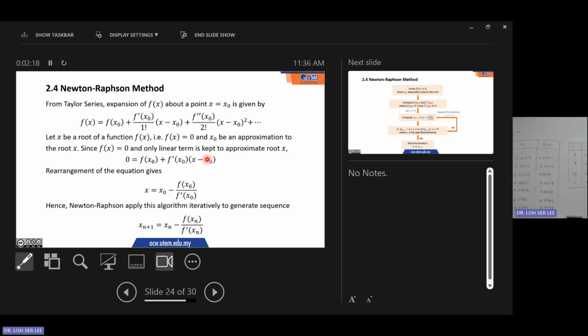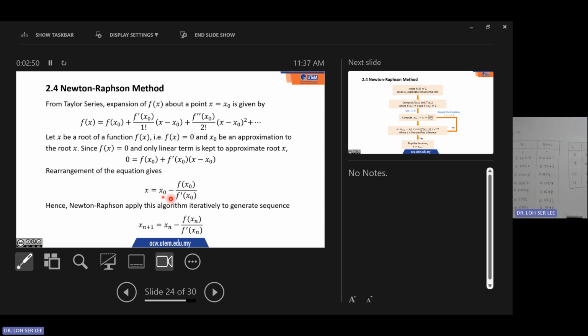Then we want this x, so this one you move to the left, it will be a plus x naught. That means from here, we want only this x. So we move this one to the left, you have negative f, and then this one you move to the left, you have negative f over f prime. Then this one moves to the left, you have a plus x naught. Okay. Yeah.